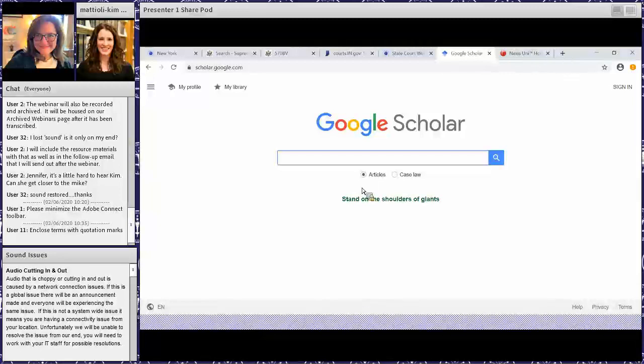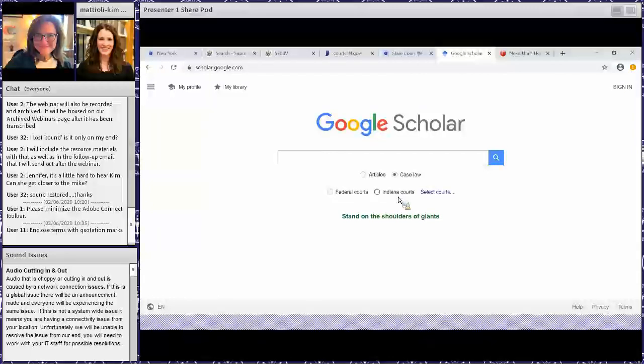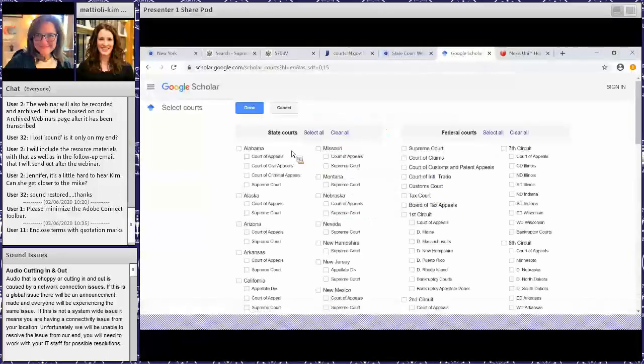So it's just scholar.google.com, and it automatically takes you to articles. So you need to go over here and click on case law. And it automatically brings up the option to either choose federal courts or, of course, Google knows exactly where we all are at any given time, so it knows that we might want to search Indiana courts. You can also go to the select courts link right here, and then it will show you all of the state courts that you can choose from on the left and all the federal courts that you can choose from on the right. So this is also just a great way to visualize how the court systems are structured.